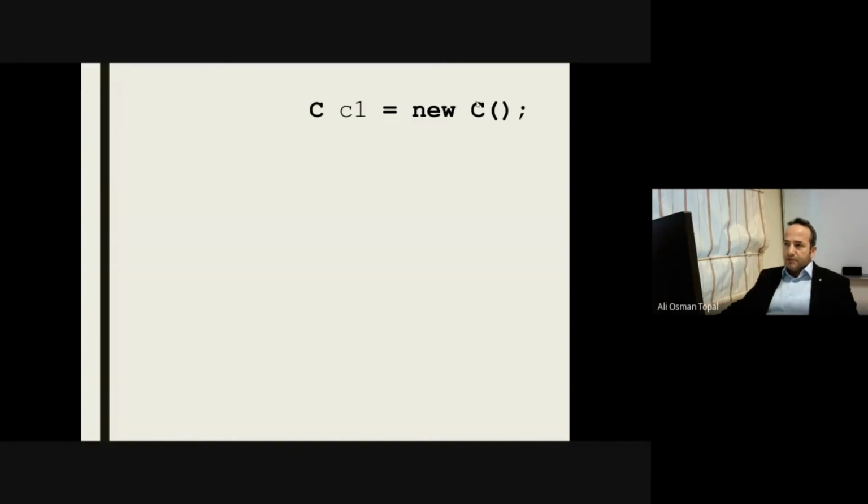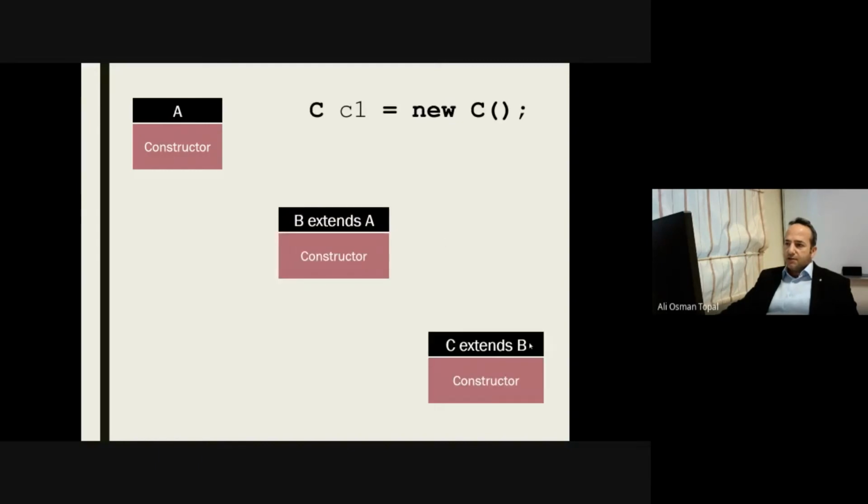Let's say I am creating an object of class C, C1. I have a class A, B extends A, and C extends B. So A is the superclass, B extends from A and is a subclass, and C extends from B and is a subclass of B. When you create an object, the super constructor is going to check whether there is such a constructor here or not. This one is going to go and check A. This is called constructor chaining.